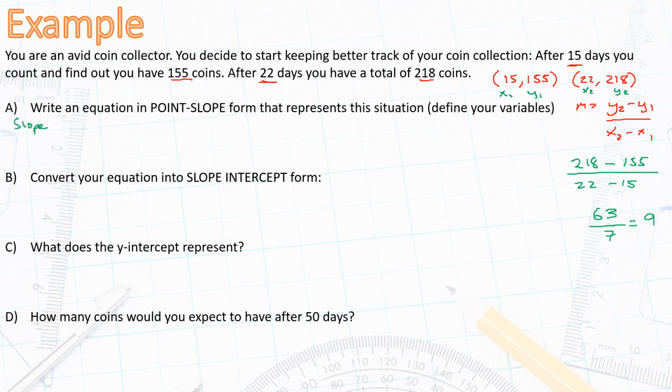And remember, slope is a rate of change. This is 9 coins per day. So he's acquiring about 9 coins per day. So he's really buying these things up fast.